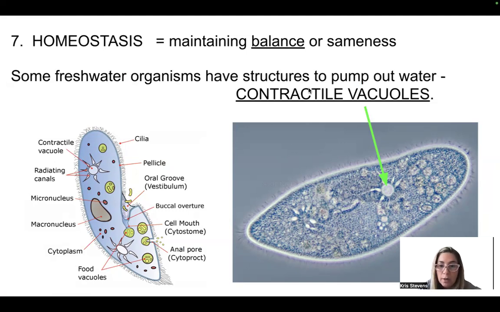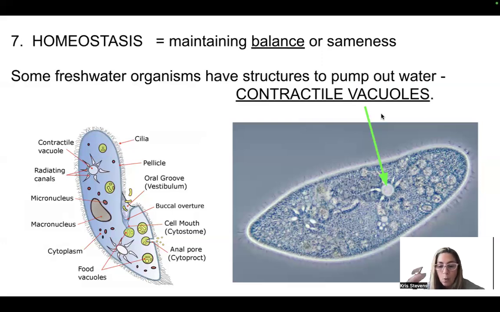So some freshwater organisms have a structure called contractile vacuoles. They actually regulate how much water is in the organism. Let's say you have a freshwater fish and a saltwater fish. Can a freshwater fish live in a saltwater environment? No. Why? What will a freshwater fish do in a saltwater environment? He will get all shriveled up. Can't live there. So these organisms are freshwater, and they have a contractile vacuole.